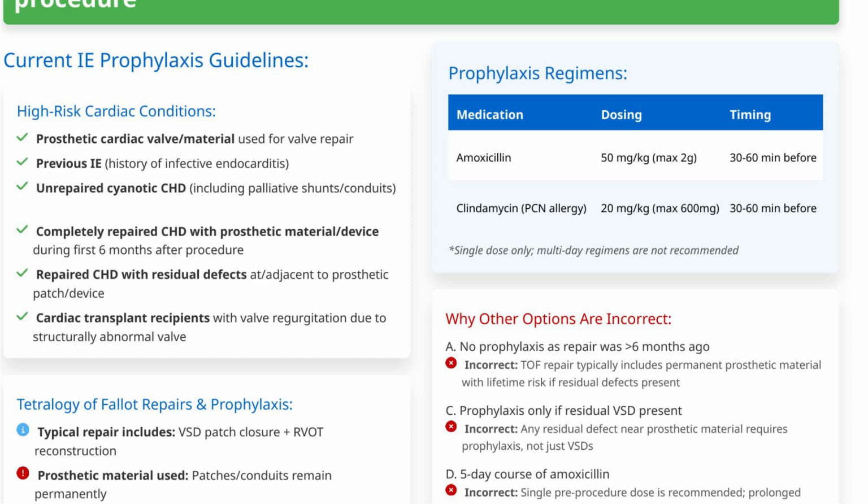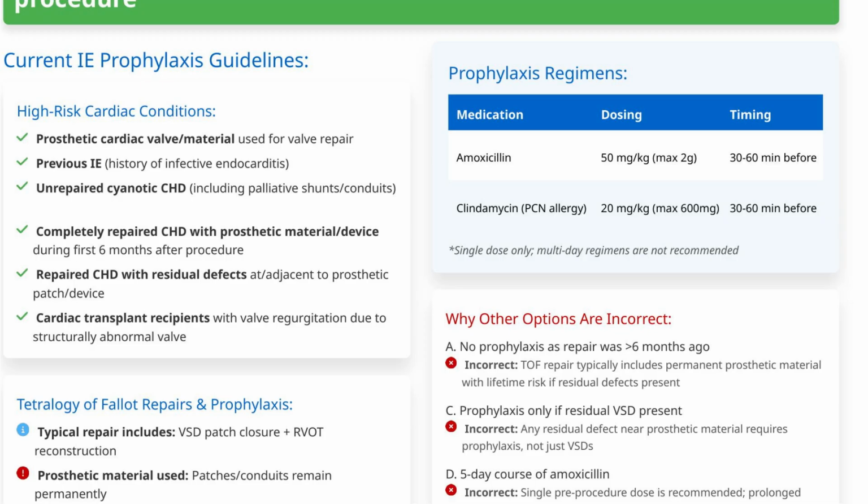According to the American Heart Association guidelines, patients with tetralogy of Fallot repair who have prosthetic material and residual defects require lifelong prophylaxis for high-risk dental procedures. Typical tetralogy of Fallot repair includes ventricular septal defect patch closure and right ventricular outflow tract reconstruction, almost always using prosthetic materials like patches or conduits that remain permanently.